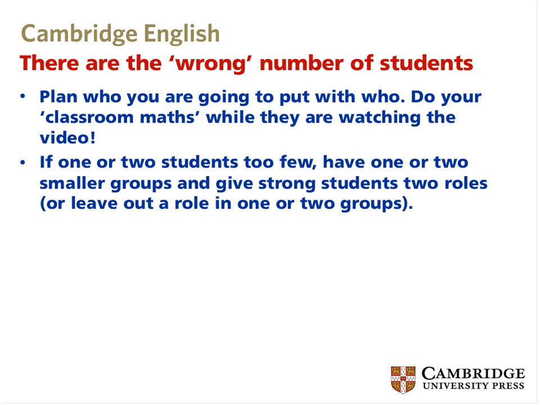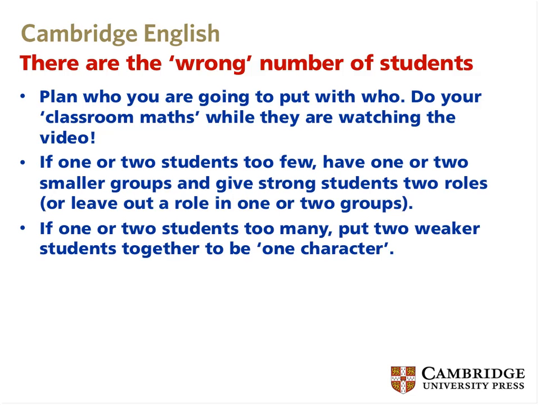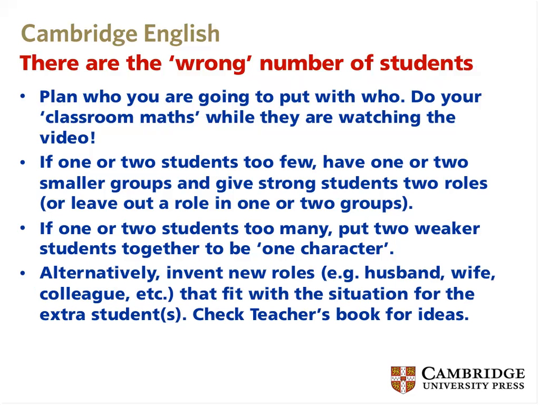If you've got 1 or 2 students too few, have a couple of smaller groups, and you can give strong students 2 roles. Or you could leave out a role in 1 or 2 of the groups. So, for example, in the one we looked at, you could sometimes just have a pair where they have 1 problem each, and the 3rd problem you don't worry about. Or if there's 1 or 2 students too many, you can put 2 weaker students together to be 1 character. And maybe they can take turns to say the sentences. Or if you can, invent some new roles, for example, a husband or wife, a colleague, that fit with the situation, and give them to the extra students.